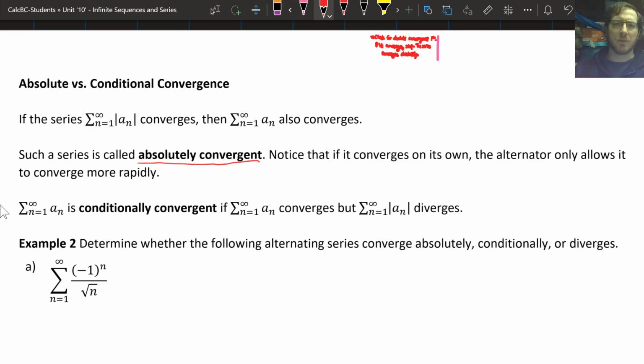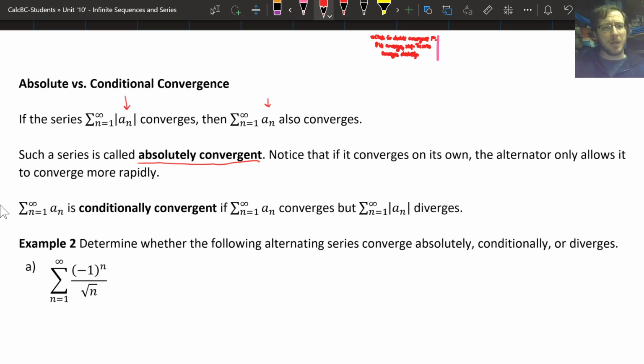We've got absolutely convergent. Notice that if it converges on its own, the alternator only allows it to converge more rapidly. Now, we kind of changed what our a sub n means here. This is like the whole rule with the alternator inside of it. Same thing for this a sub n. So this absolute value just kind of negates or flattens out the alternator, so that's not really doing anything. And this is with the alternator included in it. Notice that if it converges on its own, the alternator only allows it to converge more rapidly.